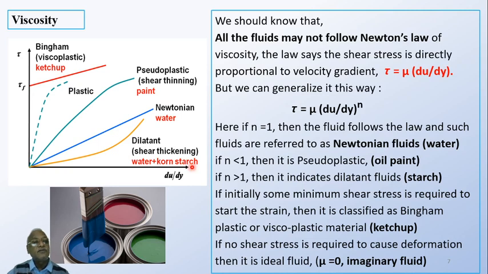Such fluids will never exist in nature. Almost every fluid will have some viscosity. Maybe some of them are very low, some of them will possess a very high viscosity, right? If it is not having any viscosity, then it is an imaginary fluid. We call it an ideal fluid. So if no shear stress is required to cause deformation, then it is recognized as an ideal fluid, where mu is equal to 0. It is an imaginary fluid.